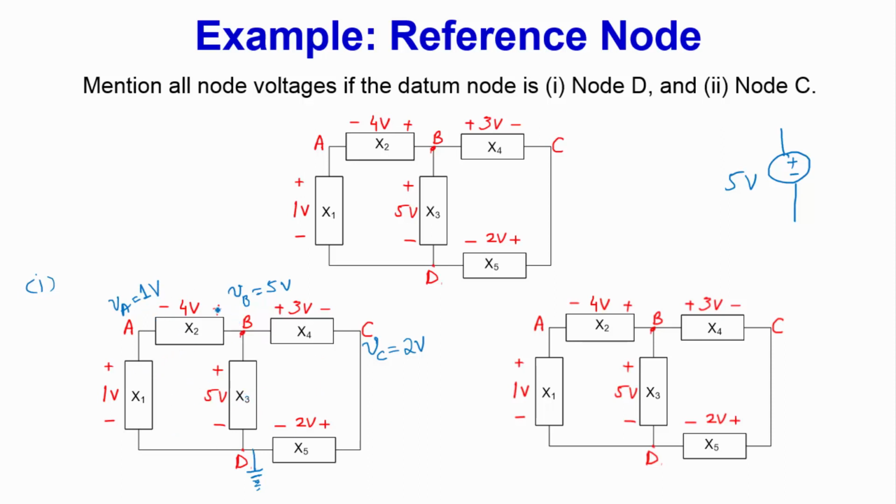And we can further verify our results by looking at x2. Its voltage enforces that its positive terminal is 4 volts higher than its negative terminal.